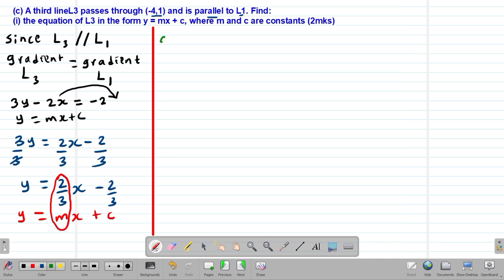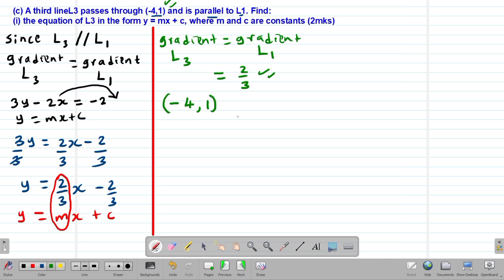So we'll say that the gradient of L3 must be equal to the gradient of L2, the gradient of L1, since the two are parallel, which is equal to positive 2 over 3. Now I have the gradient. I also have the given point, which is negative 4, comma positive 1.